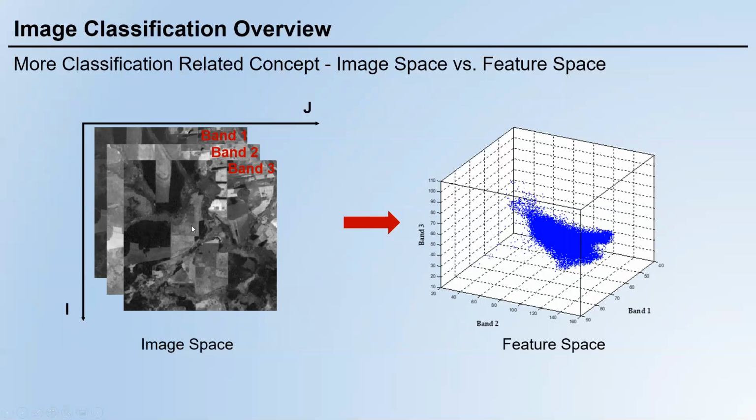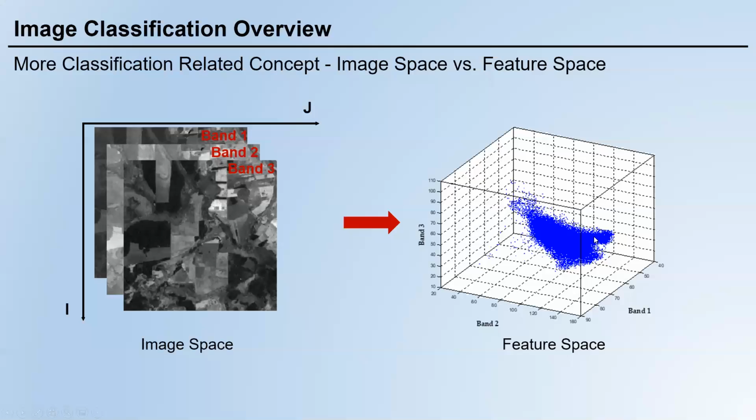If we don't use this method, we can also draw all those pixels within a multi-dimensional space. For example, here we have 3 bands and 3 images. We can address these 3 bands using 3 axes: this axis is for band 1, this axis is for band 2, another axis is for band 3. So this is a 3-dimensional space. Each pixel has 3 values, for band 1, band 2, and band 3. Using these 3 values, we can locate this pixel within this 3D space. If we do this for all pixels within this image, we can have this pixel cloud.